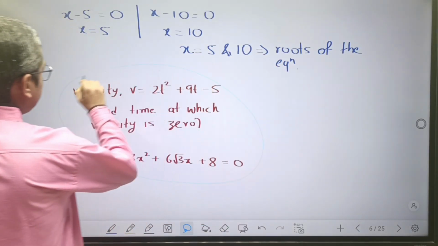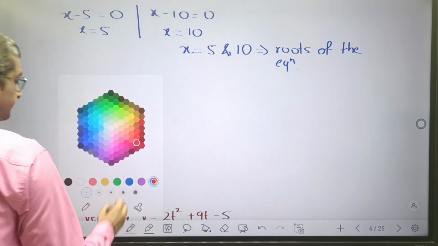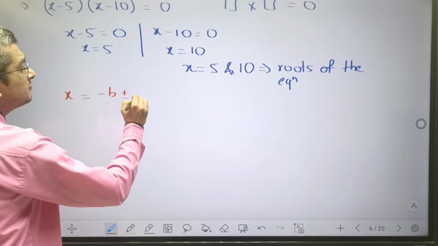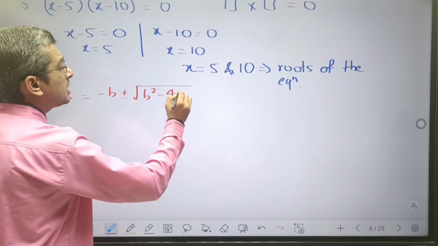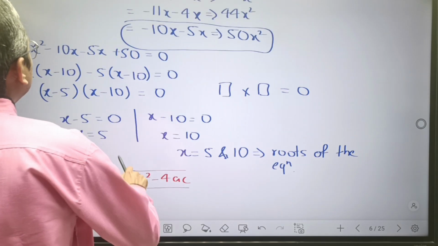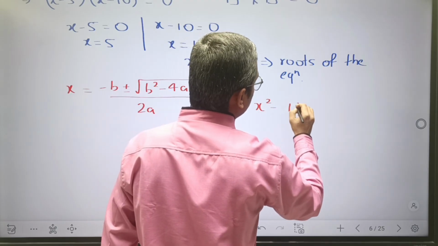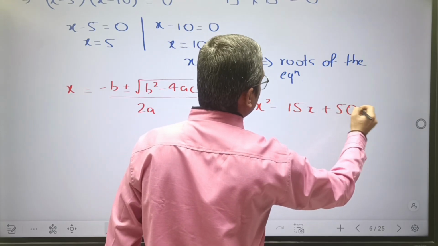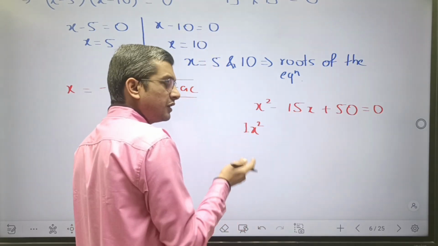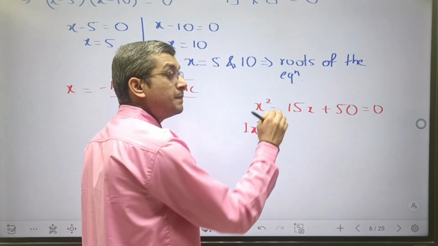The second method is by using the direct formula, which is given by x is equal to minus b plus minus root over b square minus 4ac, whole divided by 2a. In this equation, x square minus 15x plus 50 is equal to 0, I am writing it in standard form, where the coefficient of x square is 1. So the standard equation is ax square plus bx plus c.